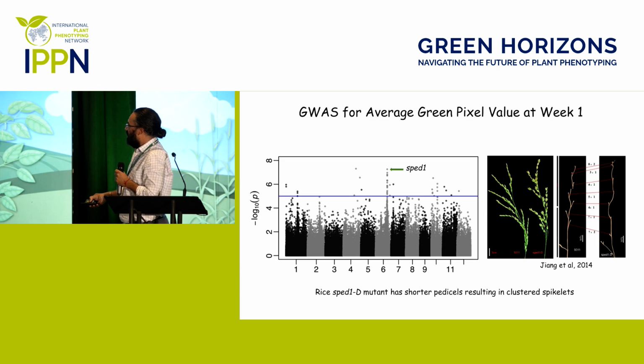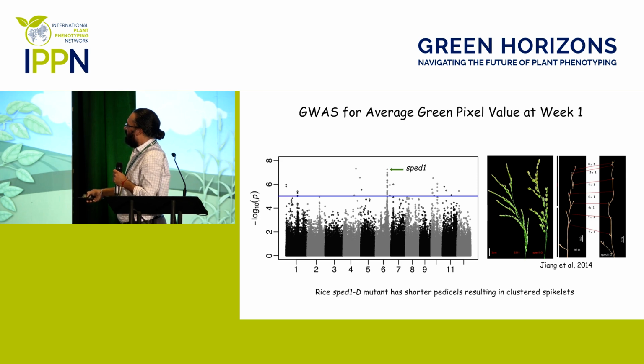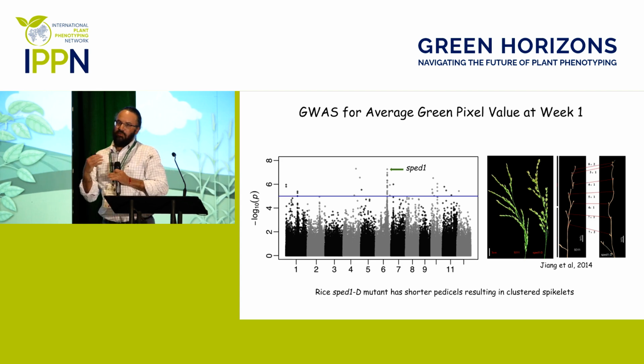Several years ago, Jiang et al. showed that if you mutate SPED1, you get very small branchings, or rachis, which creates a very compact panicle as opposed to a wild-type panicle like this. This showed us that what we were observing is actually capturing the genetic variation, and there's a validation for what we are doing.